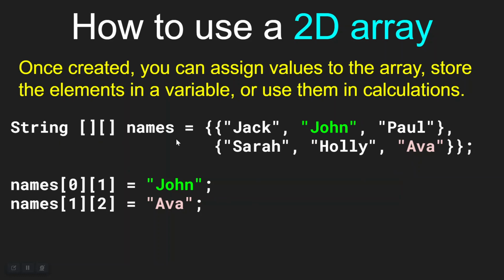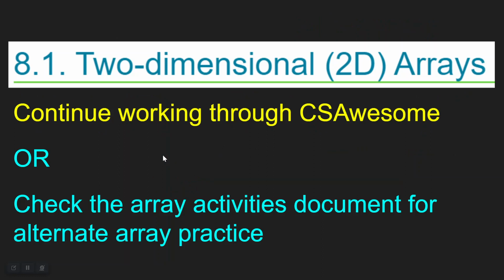So again, this is how you can create a 2D array using an initializer list, and this gives you an idea of how you can manipulate and access the values. With that, you've had your general introduction to two-dimensional arrays, so you should be ready to hop back into CSAwesome and continue your work, or you can check the 2D array activities document for alternate practice there.